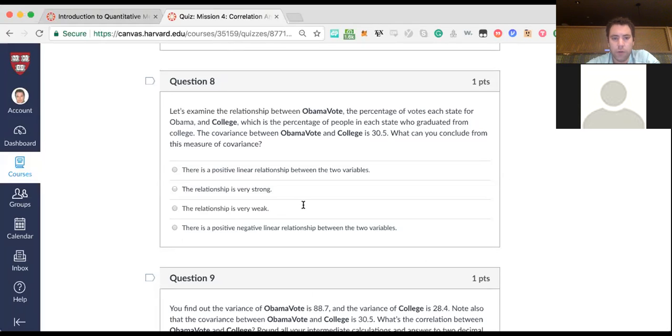Here's mission number 4, so we can go over these questions together. Question 8 says we're looking at the relationship between Obama vote, the percentage of votes in each state for Obama, and college, which is the percentage of people in each state who graduated from college. The covariance between the two variables is 30.5, and it's asking what we can conclude from this measure of covariance. So what would you say the answer is here?